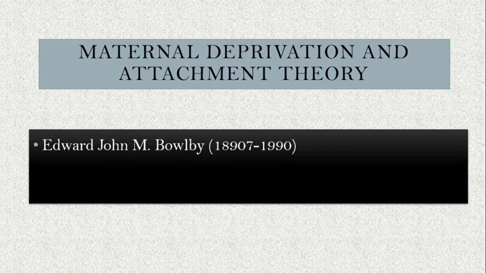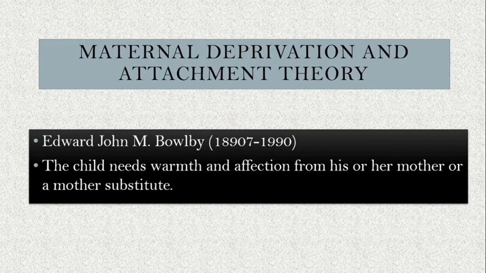Next is maternal deprivation and attachment theory. It was introduced by Edward John M. Bowlby. According to maternal deprivation and attachment theory, the child needs warmth and affection from his or her mother or a mother substitute. So, when a child is separated from the mother or is rejected by her, anxious attachment results. Anxious attachment affects the capacity to be affectionate and to develop intimate relationships with others. Habitual criminals, it is claimed, typically have an inability to form bonds of affection.